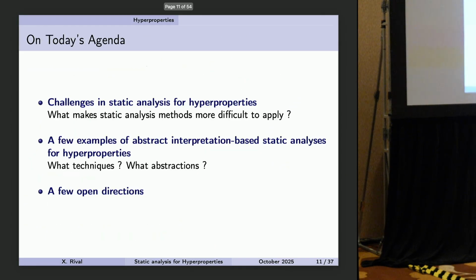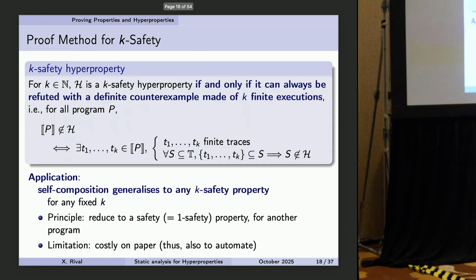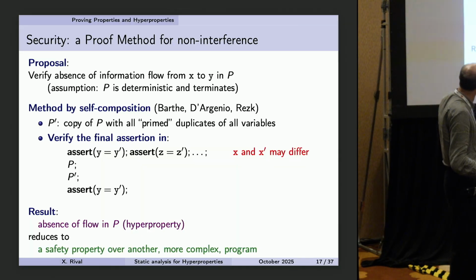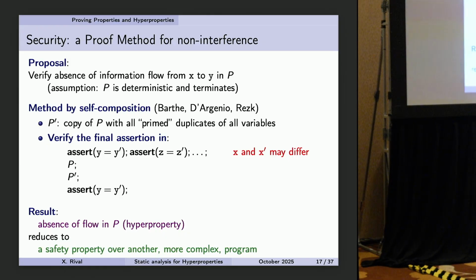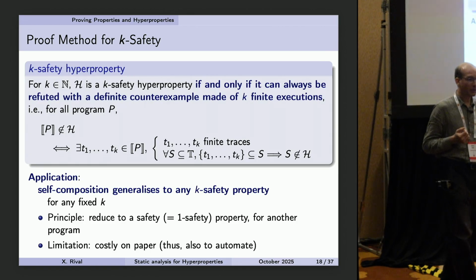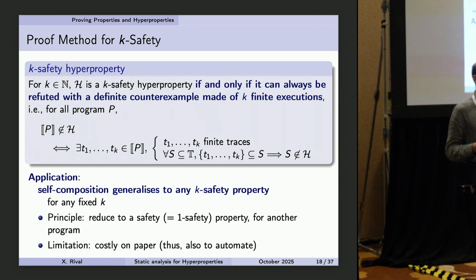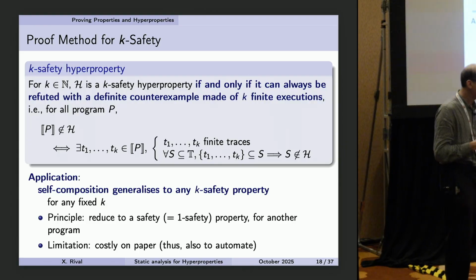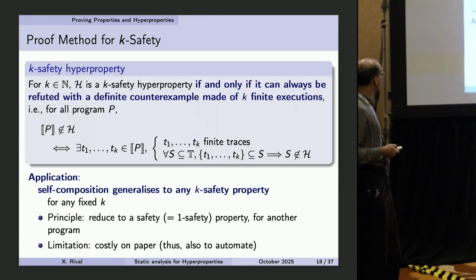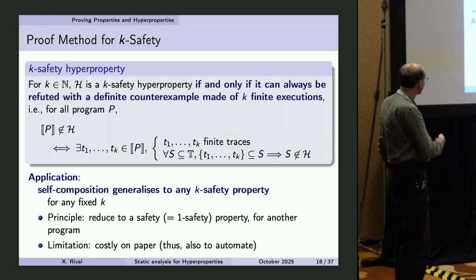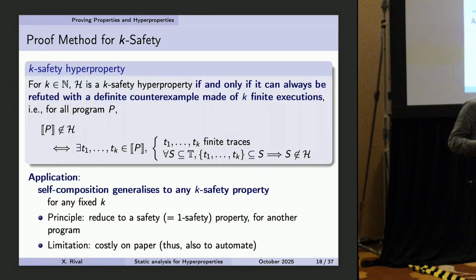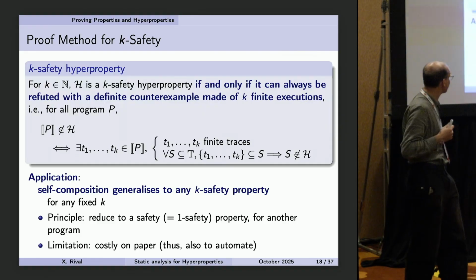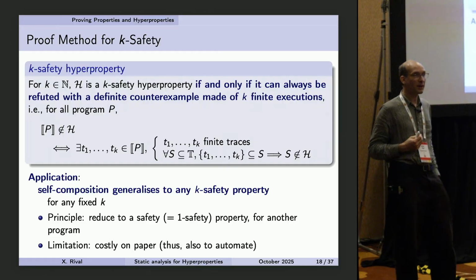And actually, we can generalize the self-composition proof method that I just mentioned for non-interference. This was for a two-safety property. I run P twice, and I can reduce my initial hyperproperty to some safety property. If you have any k-safety hyperproperty, you can reduce it to safety by composing the program with itself k times. Of course, the higher the k, the higher the price to pay, because it's a much bigger program: k times the number of variables, k times the number of statements. Proofs are usually a little more than linear in the size of the program, so that makes it more costly on paper and also to automate.